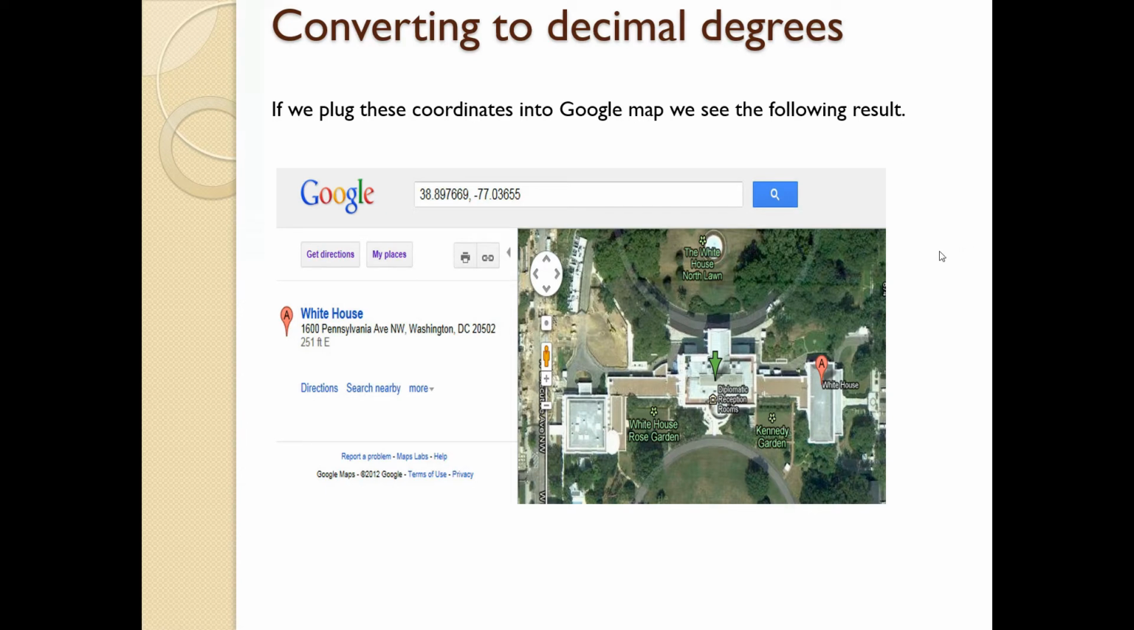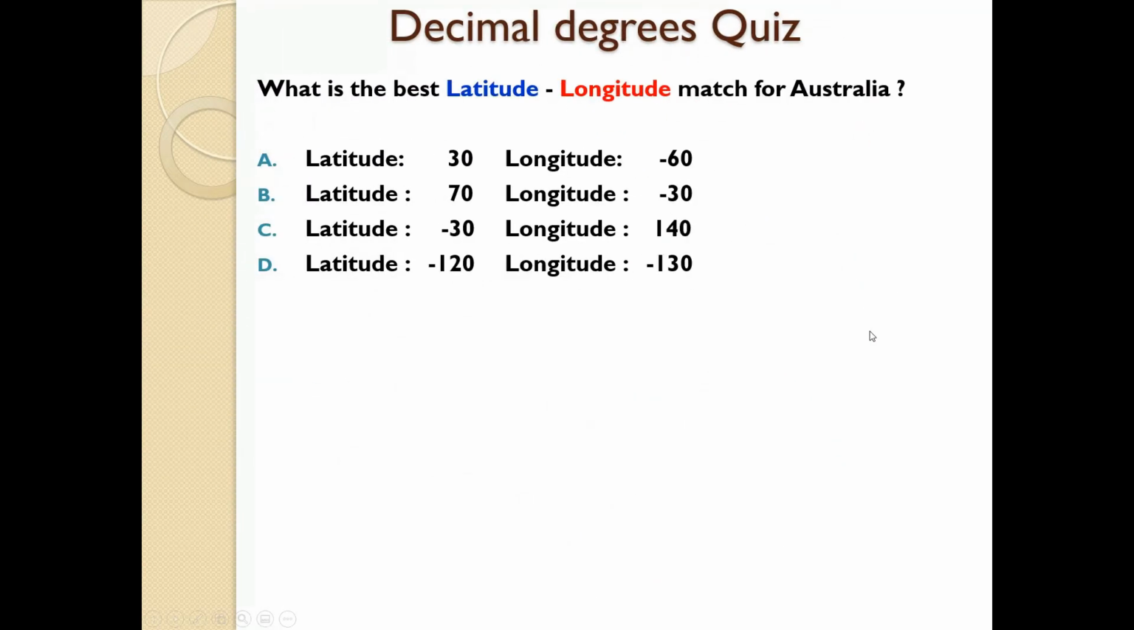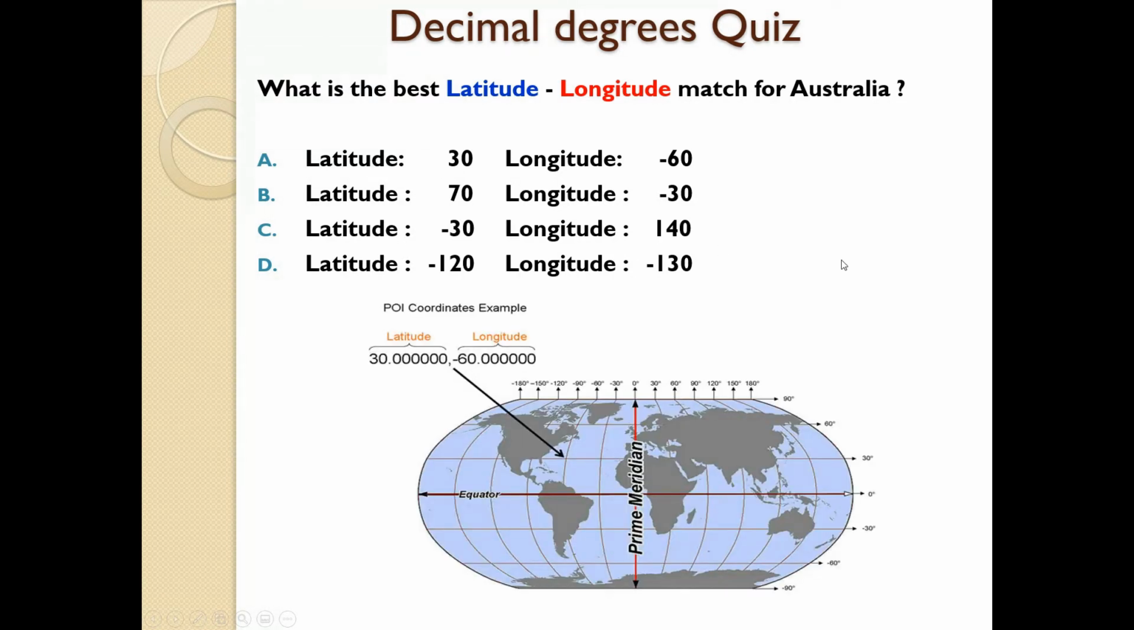Okay, now that you've seen how we calculate this, it's your turn. So let's try a little quiz here. All right, let's say you want to find out a point in Australia. Based on your knowledge now, if you look at the options A, B, C, and D here, and think about the prime meridian and think about the equator, where do you think Australia will fall? Which quadrant is Australia in?